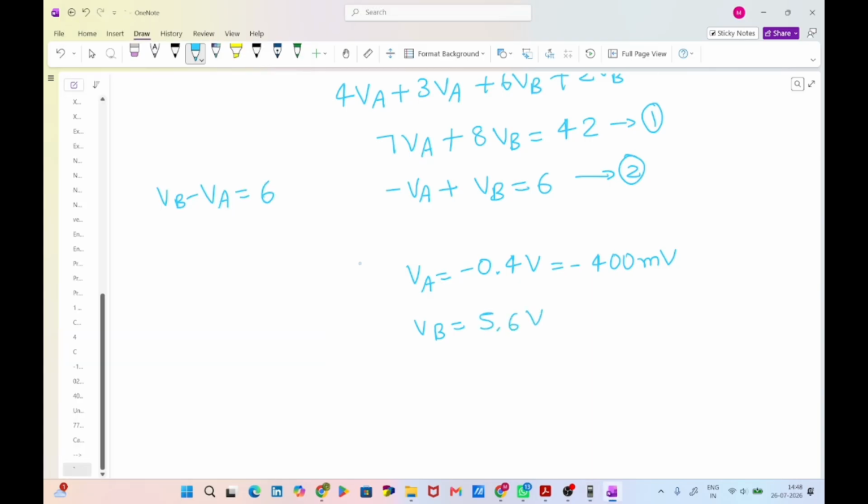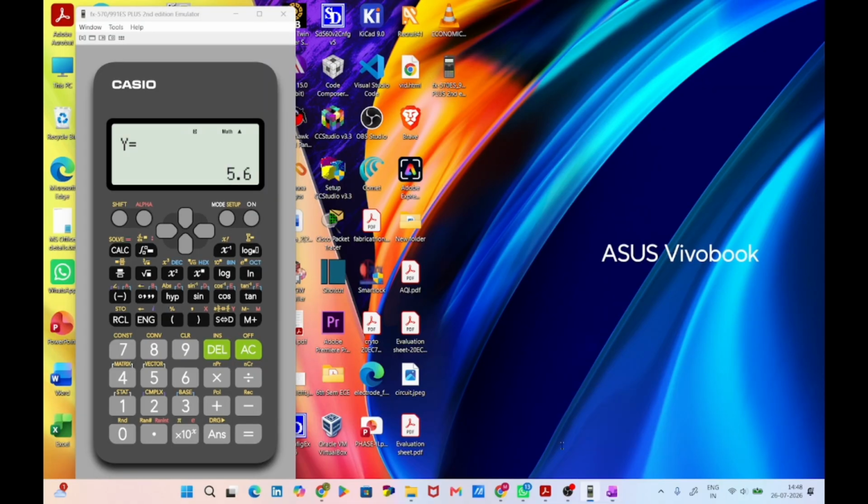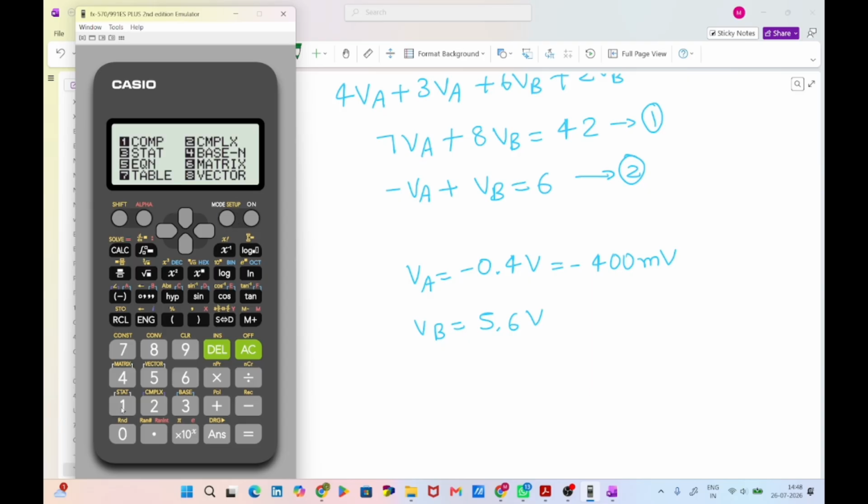You may have a doubt: how does minus 0.4 volt become minus 400 millivolt? I will open the calculator to show you. Click on mode setup, then click on 1. Enter minus 0.4, click on equals, then click on shift, then click on ENG. It will show minus 0.4 into 10 power 0. Then click on ENG again, it will show minus 400 into 10 power minus 3. We know that 10 power minus 3 is milli, that's why I write like this. I hope you understand.